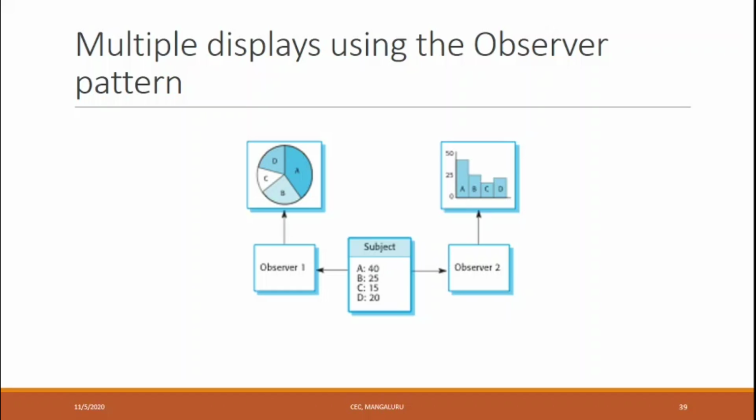So observer 1, observer 2. This is one of the patterns given as an example. Okay, multiple displays: one answer can be shown in different ways. So this is the one example they have given.